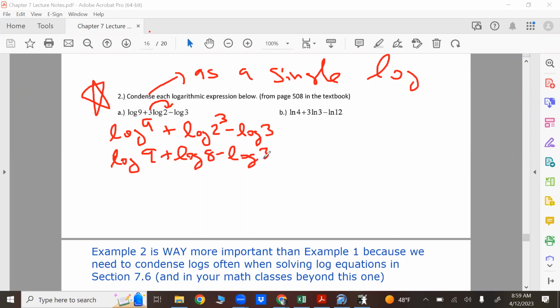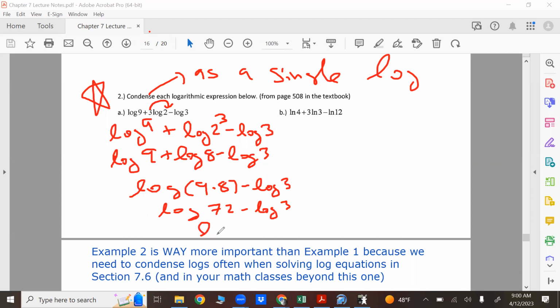Okay. How would I combine the first 2 logs, guys? Log of 9 times 8. What's 9 times 8? 72. And what's 72? And then what do I do after this? Divide. Good. 72 divided by 3, which is log of 24.